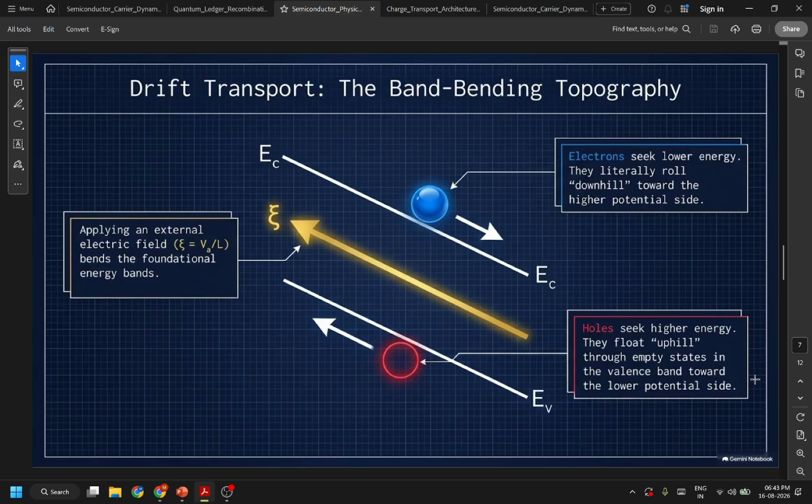Now we come to drift transport, which is the band bending topography. So we are applying an external electric field E equals VA by L, which bends the foundational energy bands. So the electrons seek lower energy. They literally roll downhill from a higher potential side, and holes seek higher energies. They float uphill through empty states in the valence band towards the lower potential side.